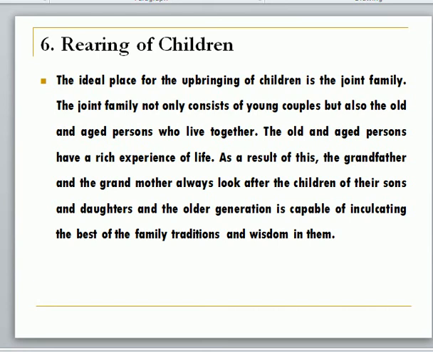The ideal place for the upbringing of children is the joint family. The joint family not only consists of young couples but also old and aged persons who live together. The old and aged persons have a rich experience of life. As a result, the grandfathers and grandmothers always look after the children of their sons and daughters, and the older generation is capable of inculcating the best of the family tradition and wisdom in them.